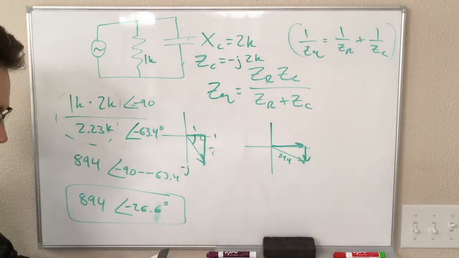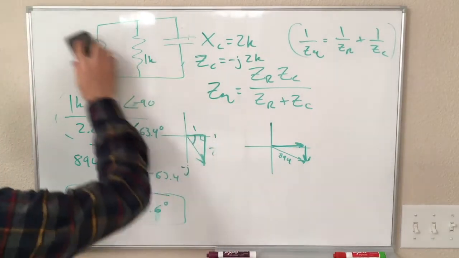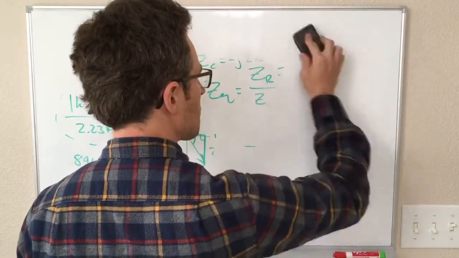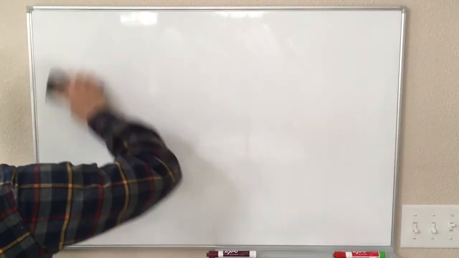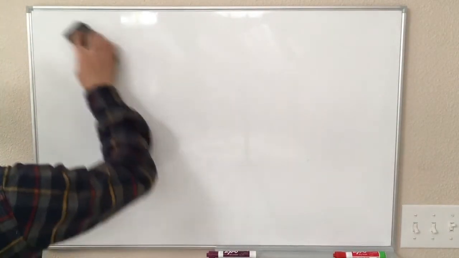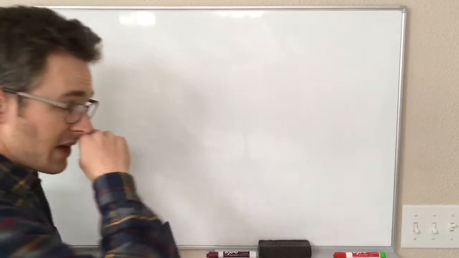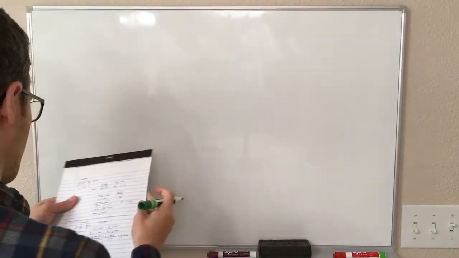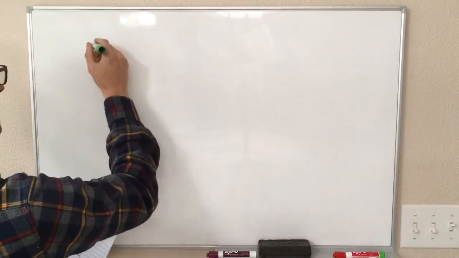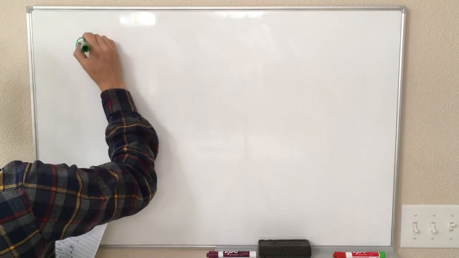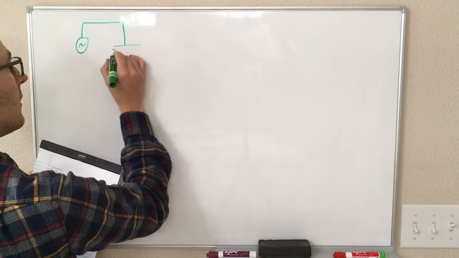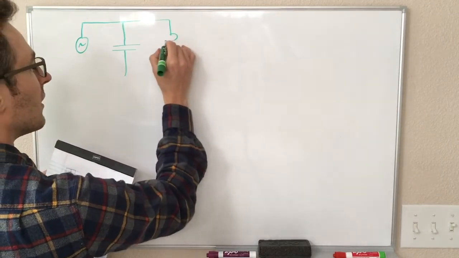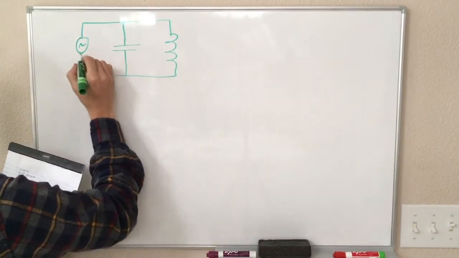All right, so let's do another quick example. Hopefully this video isn't too long after all that. So let's say that we have an inductor now. We haven't done a lot of capacitors and inductors together. And again, we have some AC voltage source, and we have a capacitor in parallel with an inductor.